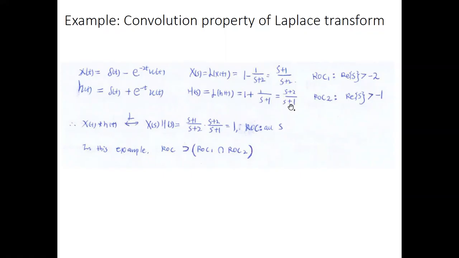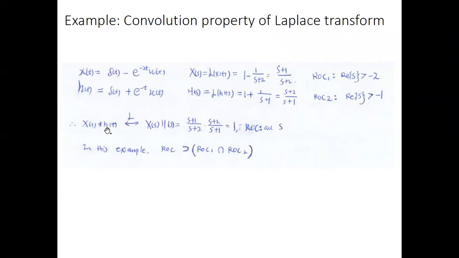And again, because the second term is a right-sided signal, its region of convergence is larger than, or to the right of, the pole minus 1. And the region for the first term is all the S. So their intersection is the region of convergence of H, which is to the right of minus 1. This is the Laplace transform and their respective region of convergence for the X and H respectively.